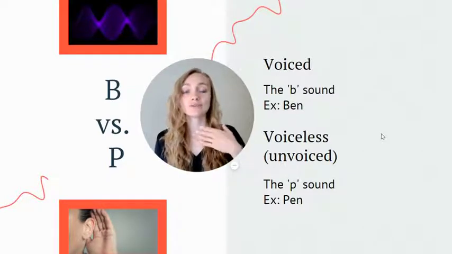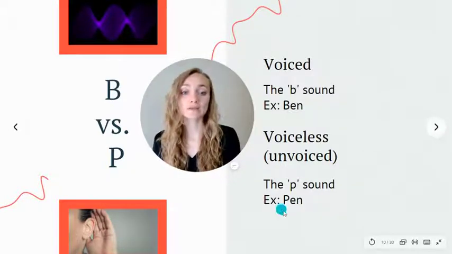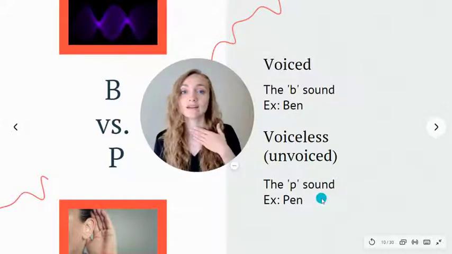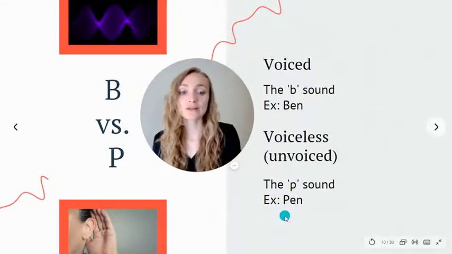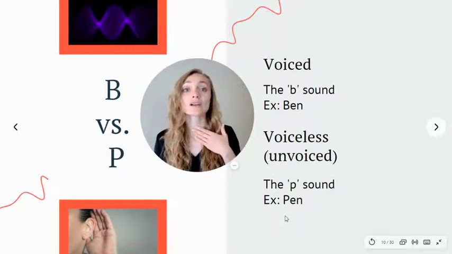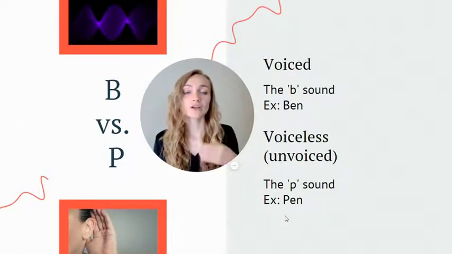So you'll feel that when you say a word, other sounds in the word will vibrate, like the e or the n in pen. But the first sound, just the P on its own, should not vibrate. So try that yourself a couple of times.